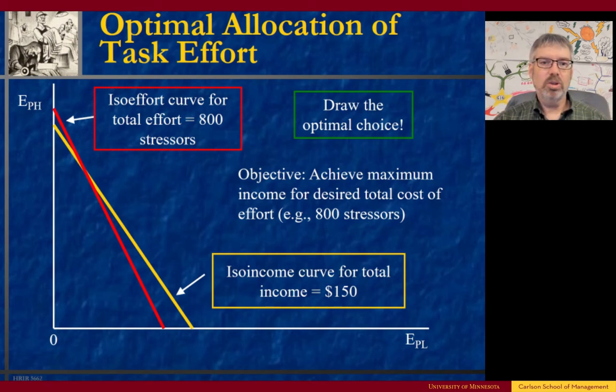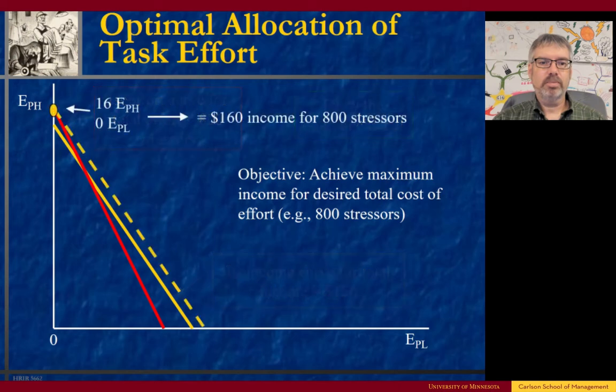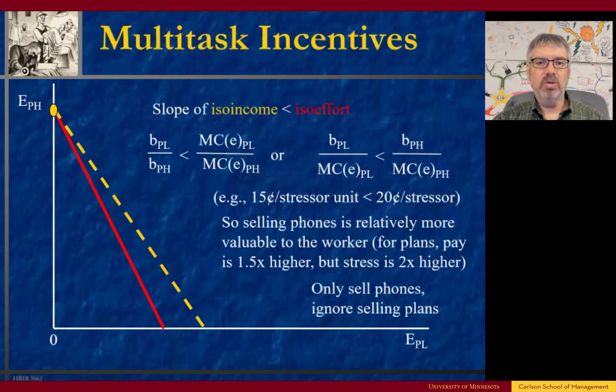And remember, we're holding the red curve fixed and trying to find the highest amount of income possible for 800 stressor units. So hopefully you drew or are thinking about an outcome like here, and notice that the optimal choice here is to devote 100% of our effort to selling phones and none to selling plans. Right? If we compare the costs and the rewards of phones and plans, I'm better off just selling phones.